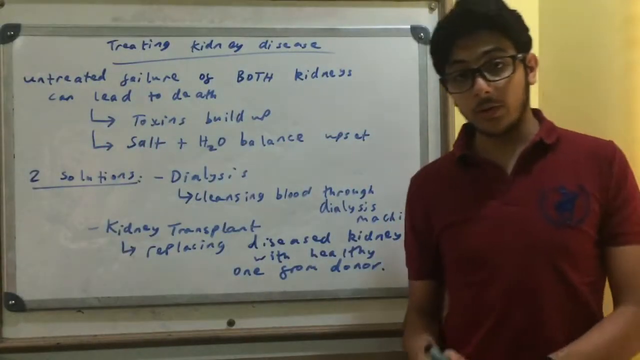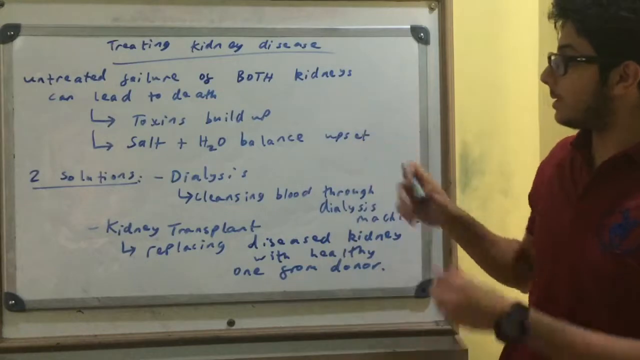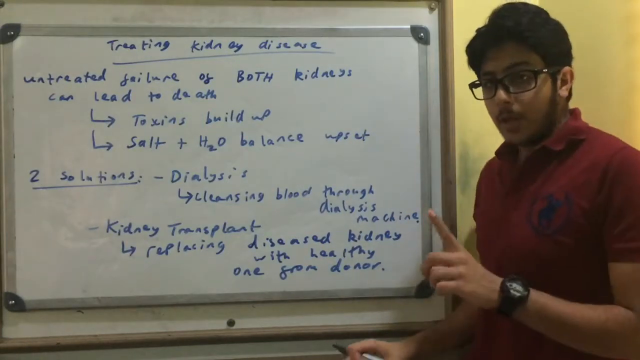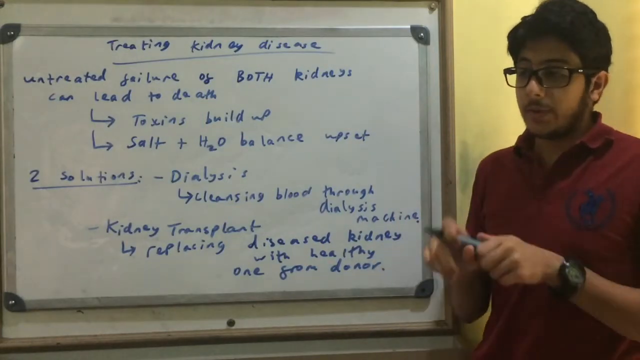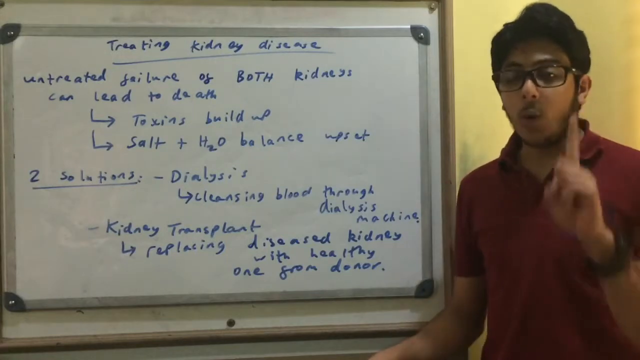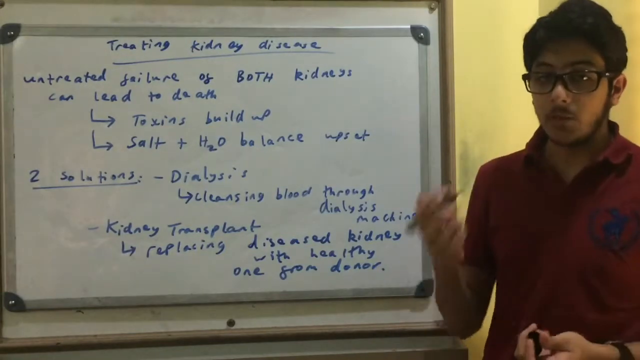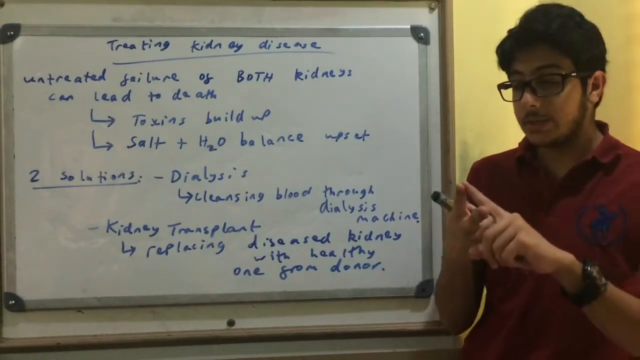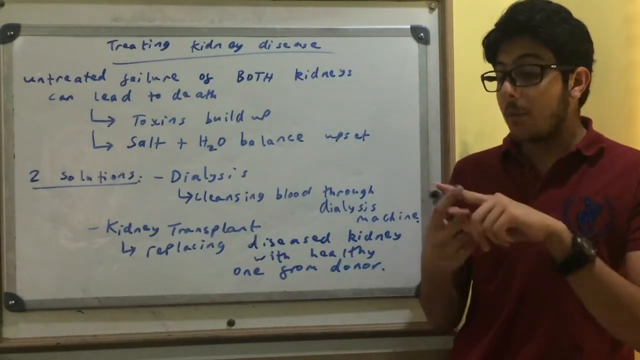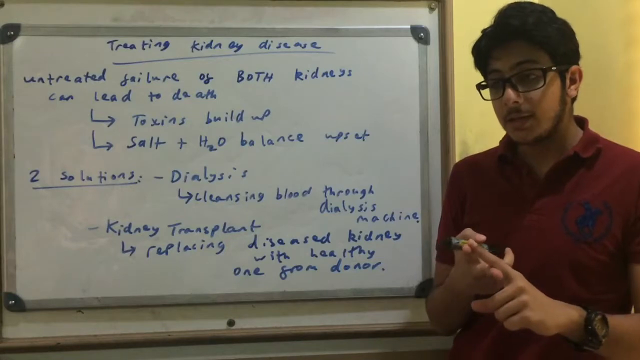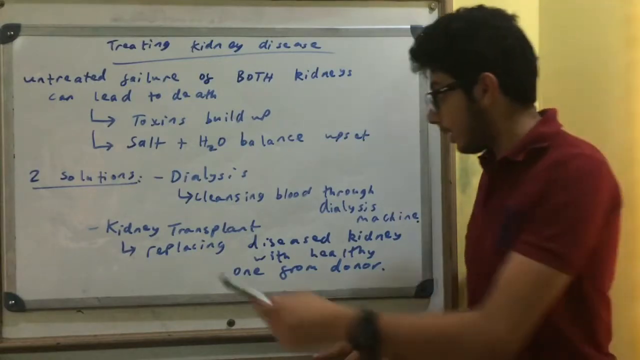I'm the awesome tutor, and today we're going to be looking at treating kidney disease. Now, kidney disease, how does this happen? You only need one kidney. One kidney can do the job of cleansing your blood. You have two kidneys in case one of them fails. But if both kidneys fail, then you have a problem.